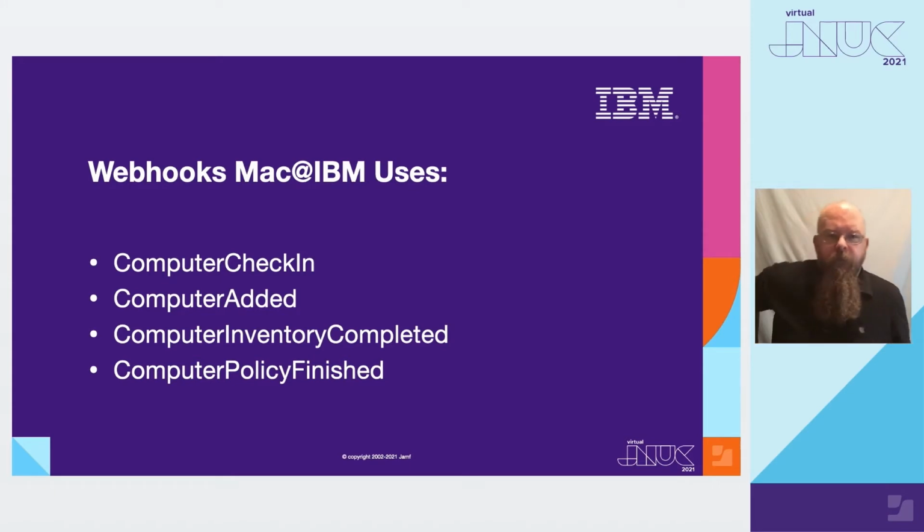I'm going to take you through a quick tour of the webhooks that Mac at IBM uses. We currently are using 4 of the webhooks that Jamf Pro provides for our metrics and reporting. The first being the computer check-in. That's the interval that you have set in your Jamf Pro for how often computers check in. It's broken down into 6 components, which are client check-in, every hour, network state change, startup, login, and log out.